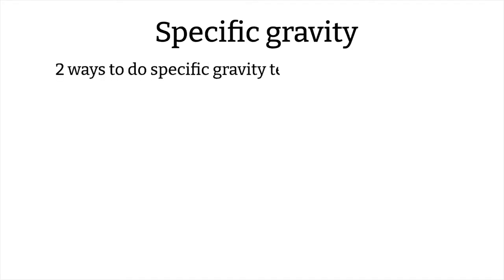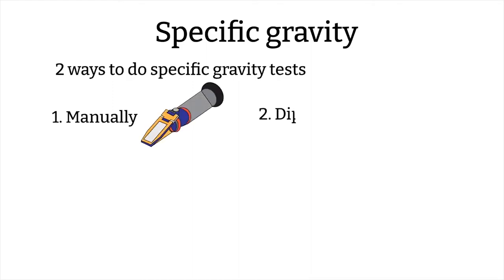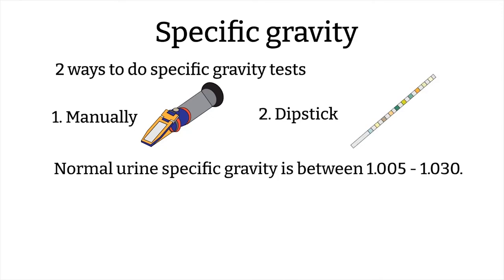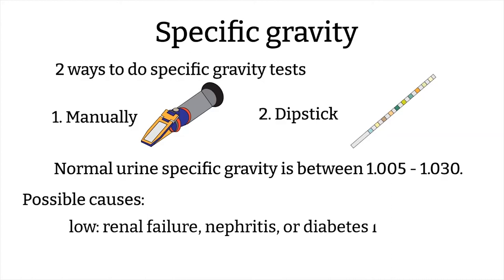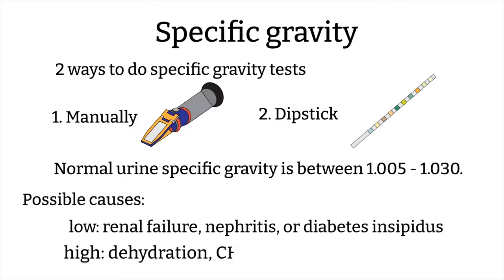Specific gravity. We have talked about specific gravity before in the physical part of urine analysis. It is because there are two ways to do specific gravity tests. One way is to manually perform this test, and another way is as a part of the dipstick. Specific gravity tells us how dilute or concentrated the urine is, giving a decent indicator of hydration status. Low specific gravity often indicates renal failure or diabetes insipidus, whereas high specific gravity indicates dehydration.